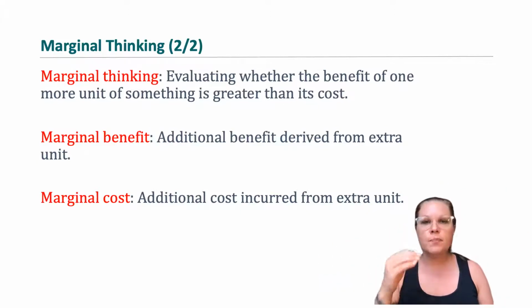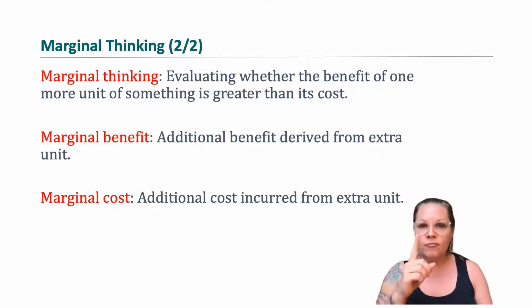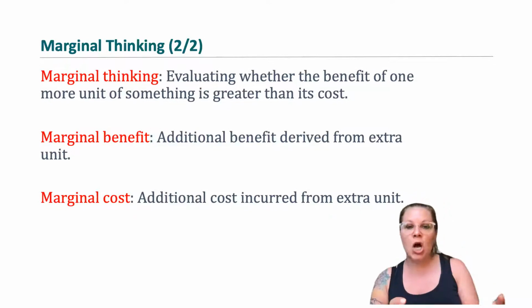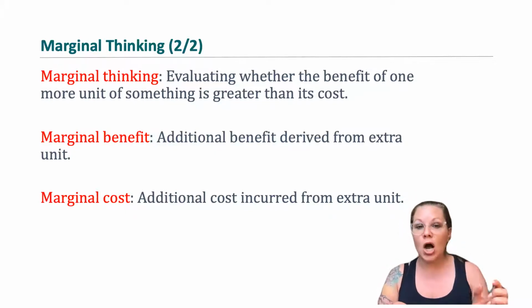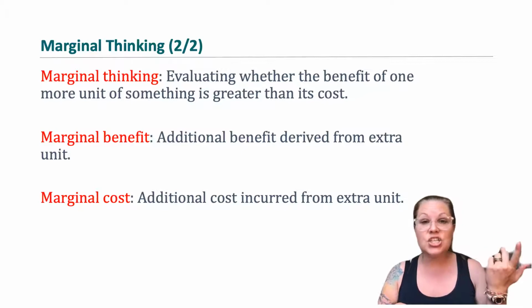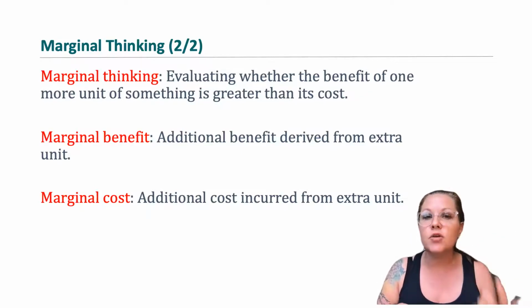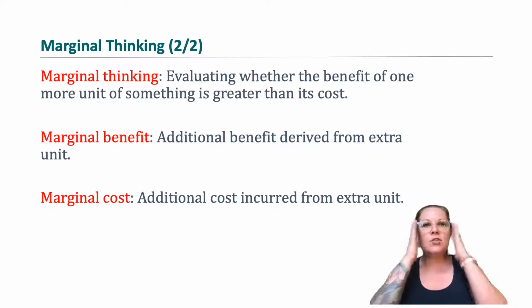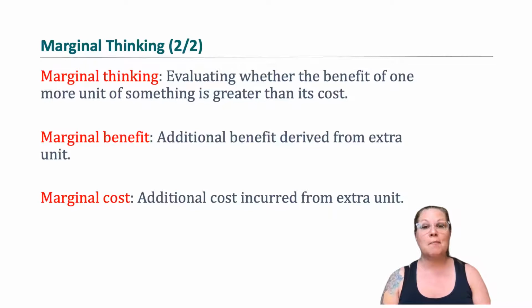So the marginal benefit is going to be what additional benefit you derive from that single small unit of your decision. And the marginal cost will be all the additional cost, both in monetary terms and just in opportunity cost. What is it that you've given up by incurring that extra unit of whatever your decision is? So I gave you the college example. You might also think about pizza.